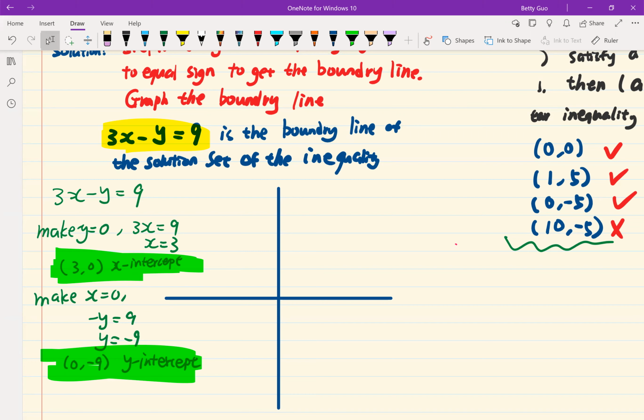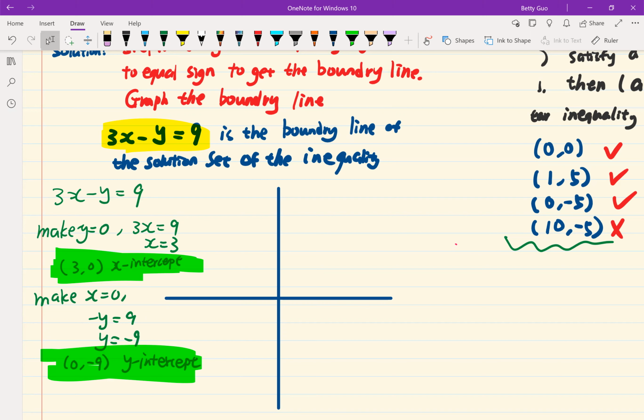It's very convenient, right? So 3 comma 0 is the x-intercept. For finding the y-intercept, we make x be 0. So this part disappears. We don't have this part anymore, right? So we have negative y is 9. If the opposite of y is 9, then y is the opposite of 9, which is negative 9. You see that? So 0 comma negative 9 is the y-intercept. We did the same thing before, when we learned x-intercept and y-intercept.